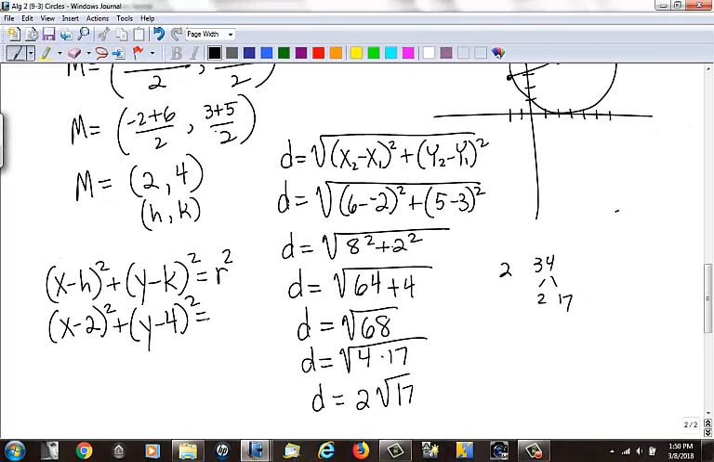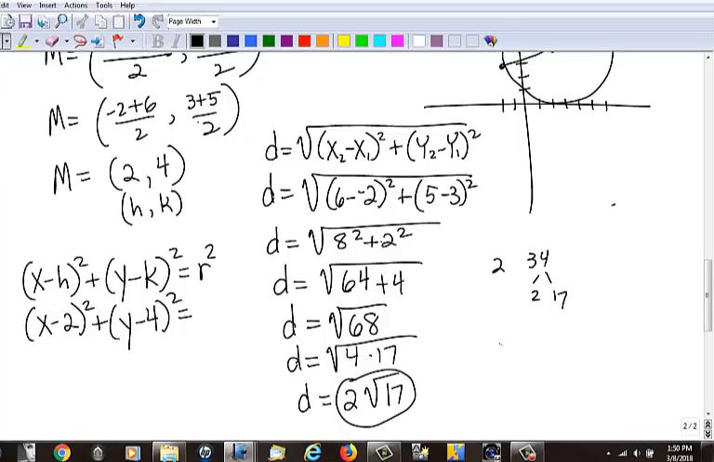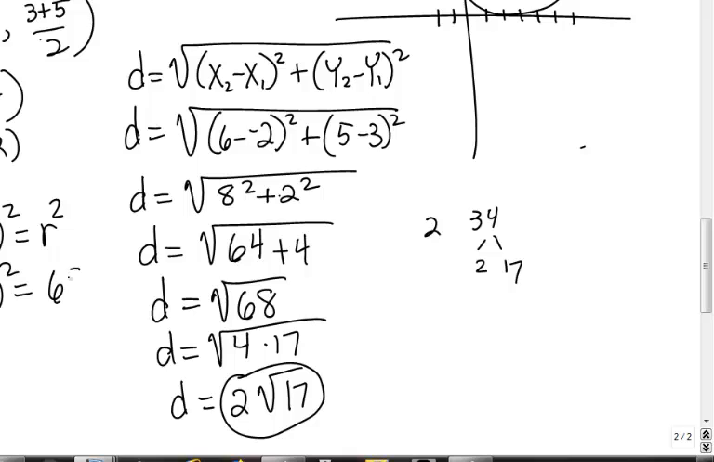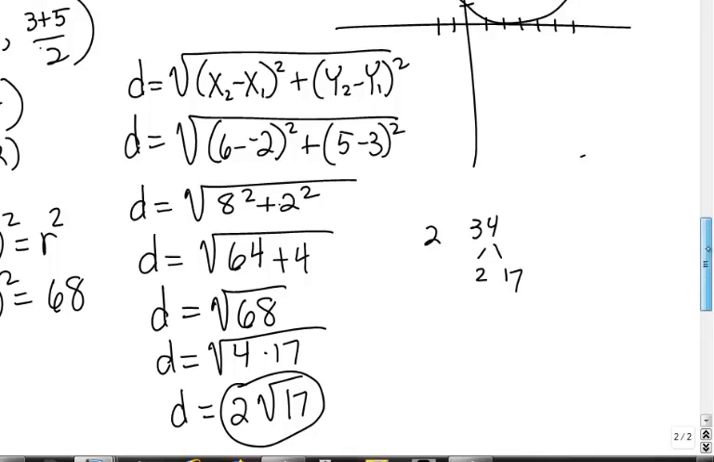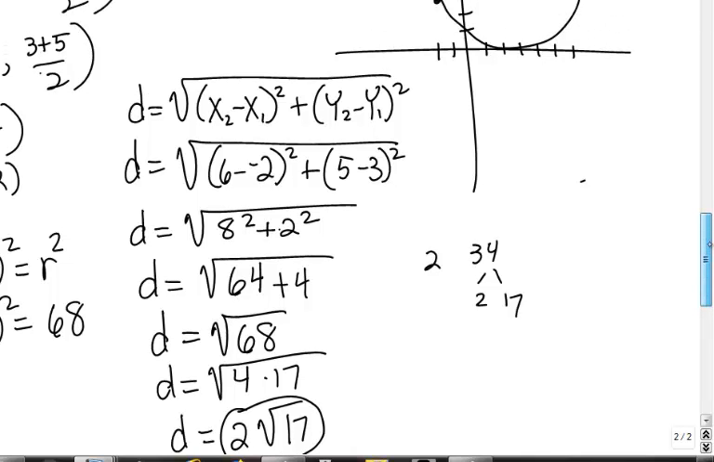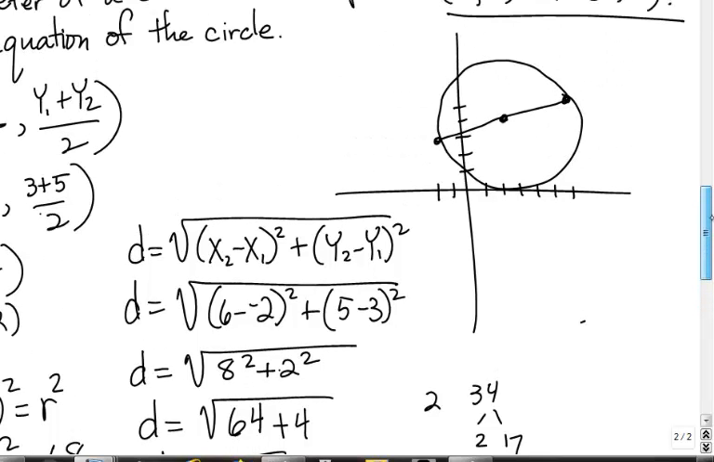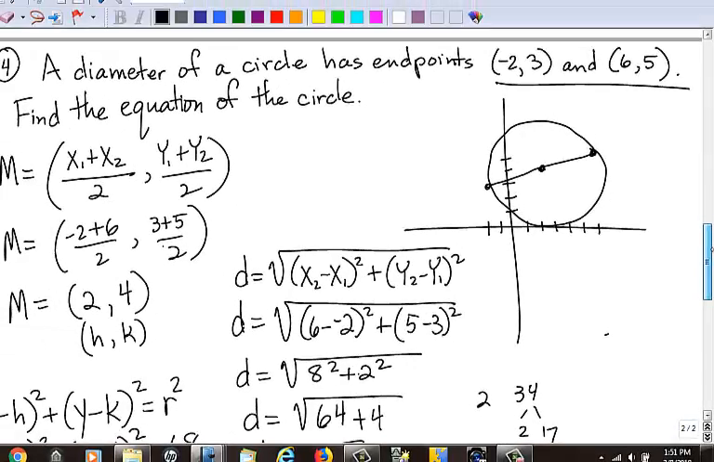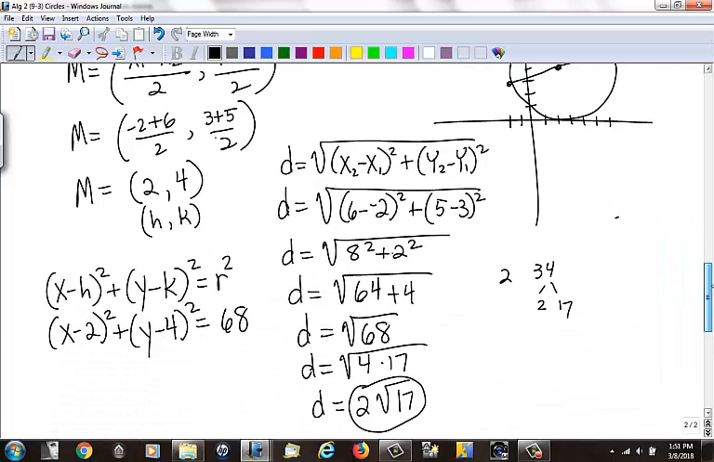And if we square this, 4 times 17 is just 68, right? Okay. For some reason that doesn't look right. 6 minus a negative 2. 5 minus 3. No, I think that's right.